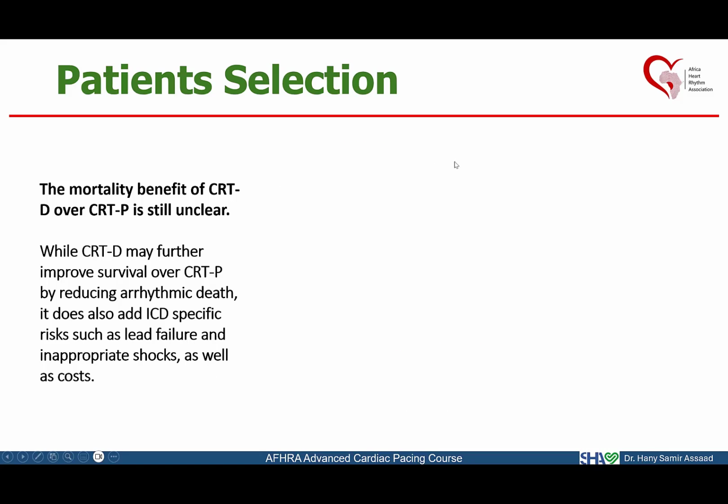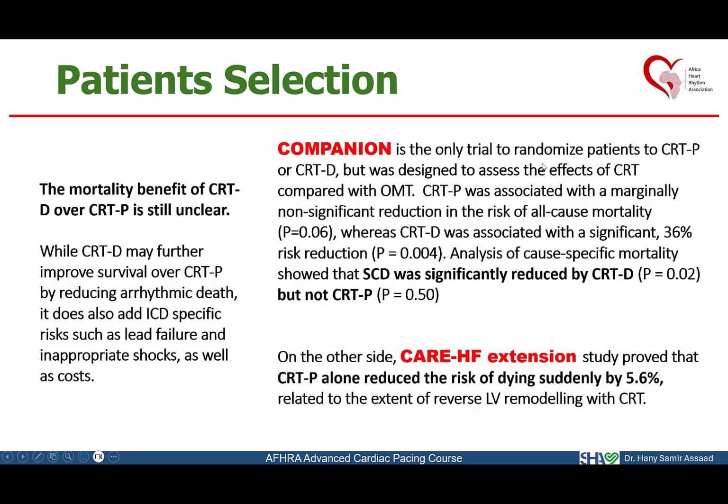Maybe the COMPANION study was one of the few trials that randomized patients to CRT-P versus CRT-D, but it was designed mainly to assess the effect of CRT compared to optimal medical therapy rather than to compare the two technologies or the two devices. CRT-P was associated with a marginally non-significant reduction in the risk of all-cause mortality. And in the analysis of cause-specific mortality in COMPANION, sudden cardiac death was significantly reduced by CRT-D, with a p-value of 0.02, but not by CRT-P.